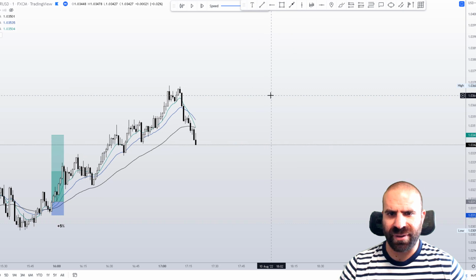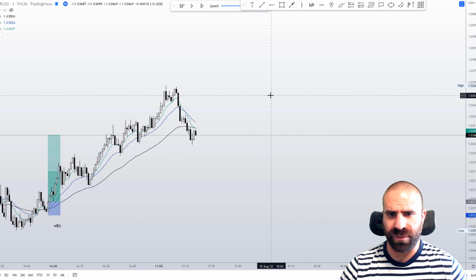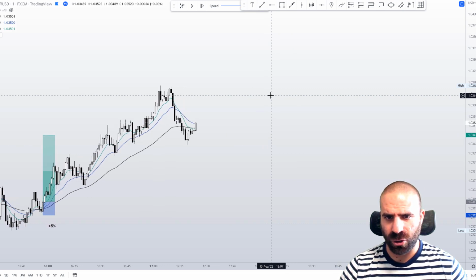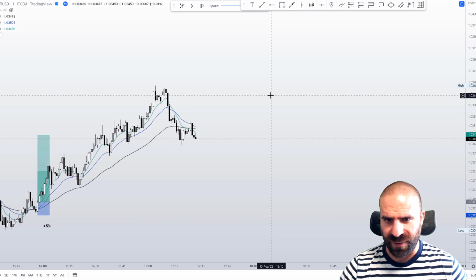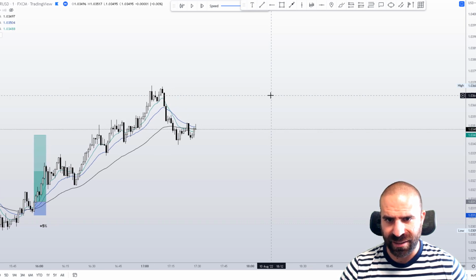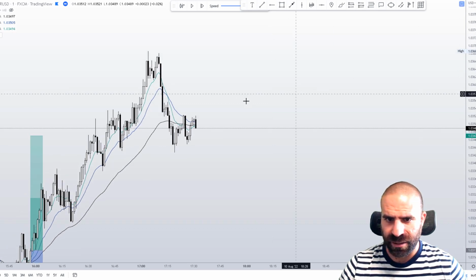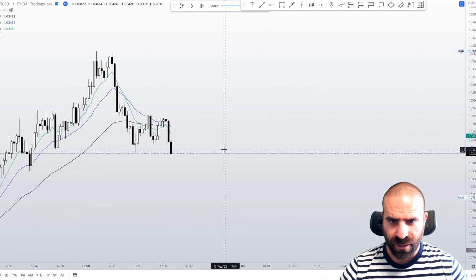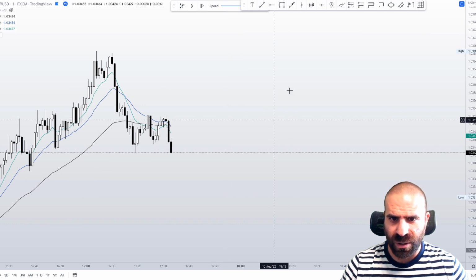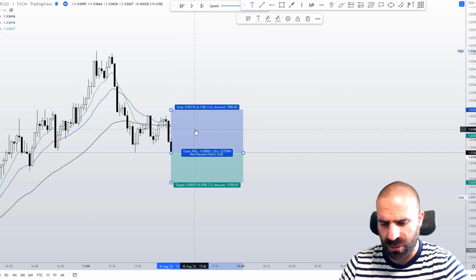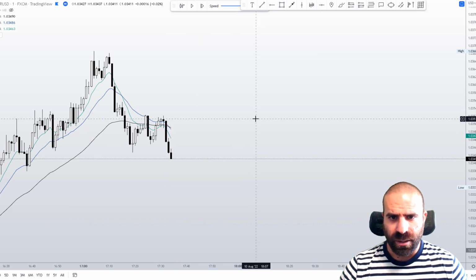Let's see if we have another crossover. We have a crossover of the 9 with the 50. We're waiting for a crossover of the 20 with the 50, and we will take the trade if the stop loss is normal and not like 17 pips or whatever. Let's see. No, I think this would make it a huge stop loss. Yeah, we are not taking this trade.